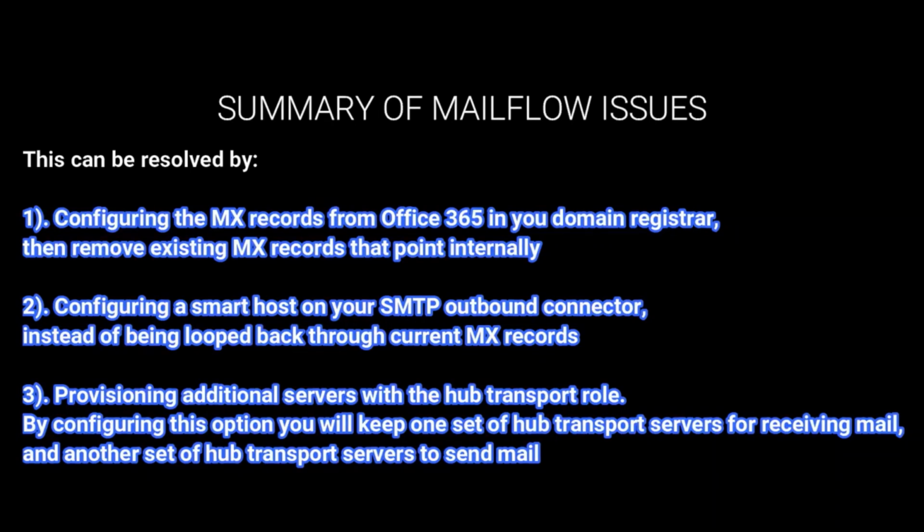So this can be resolved by configuring the MX records for Office 365 in your domain registrar, and then removing the existing MX records that point internally. We'll actually cover that in the next steps. If you didn't want to go down the number 1 route just now, we can configure number 2, which is a smart host on your SMTP outbound connector instead of being looped back through the current MX records. And then 3, which we're not going to cover today, but we could provision additional servers with a hub transport role, and then we can configure the option to keep one set of hub transport servers for receiving mail and another set of hub transport servers for sending mail.